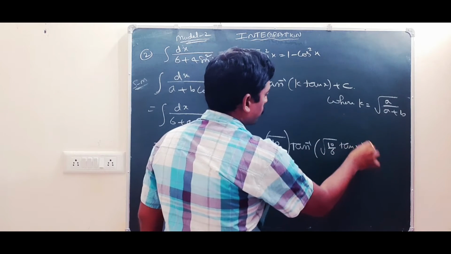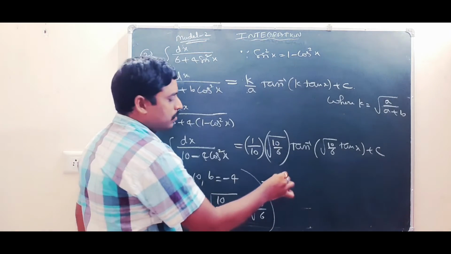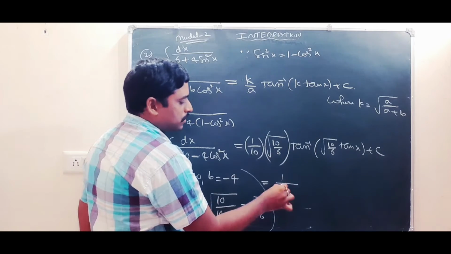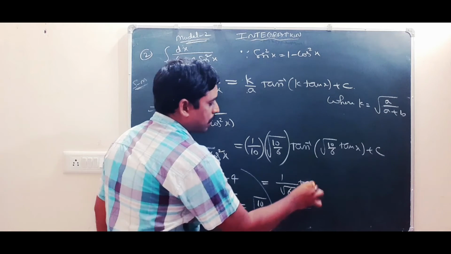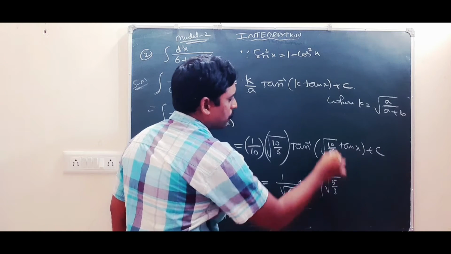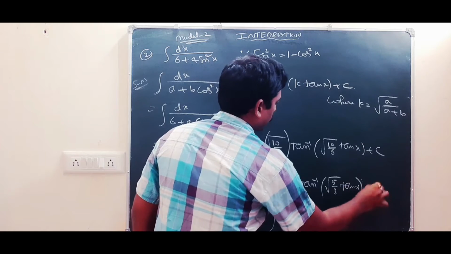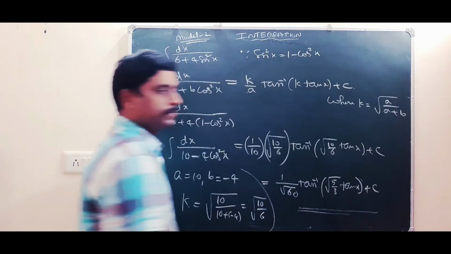Okay, it is going to be 1 by root 10, root 10 gets cancelled, 1 by root 10 into root 6, root 60. So tan inverse of root 5 by 3, 2 5 2 3 gets cancelled, tan x plus c. So this is the answer.